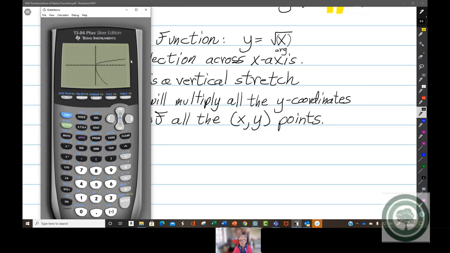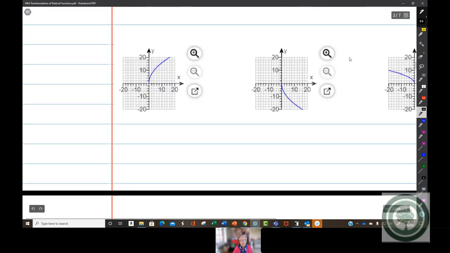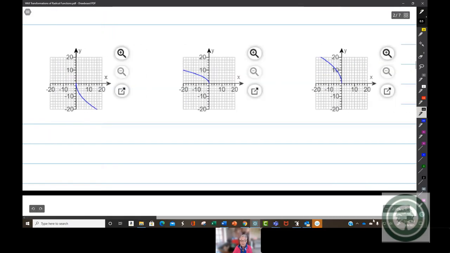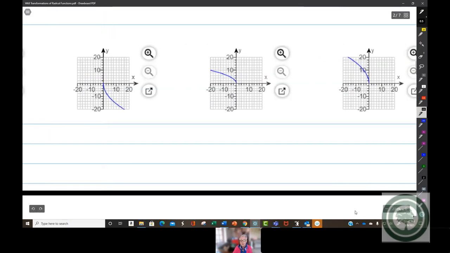Just in case you're interested, we're going to go looking for that down here. That sure looks like it, doesn't it? But let's think it through.